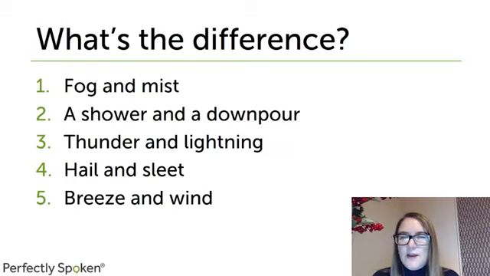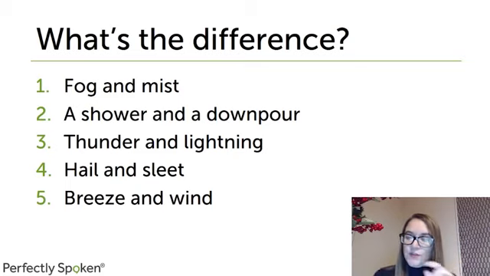Number 1, fog and mist. Number 2, a shower and a downpour. Number 3, thunder and lightning. Number 4, hail and sleet. And number 5, breeze and wind.